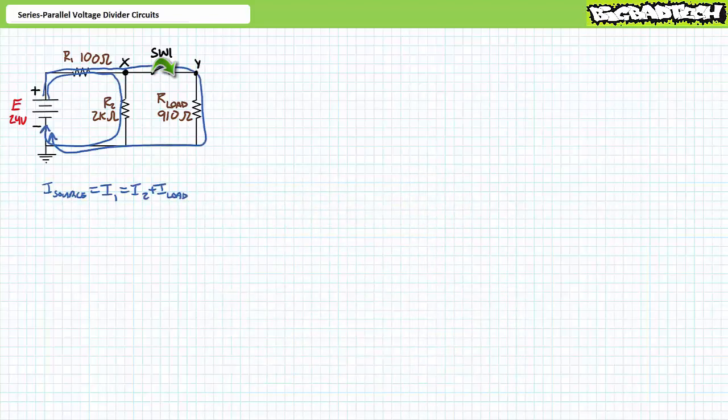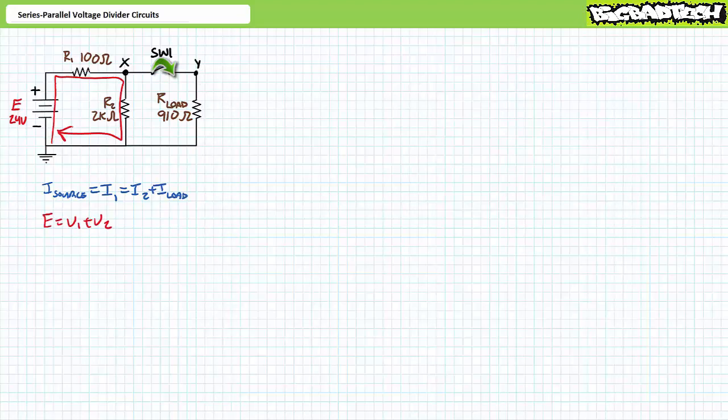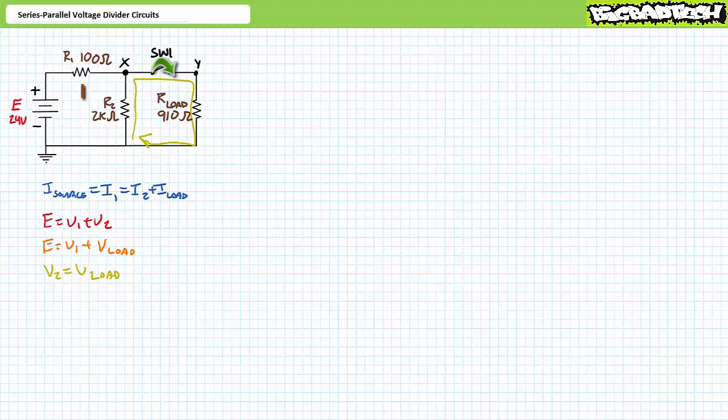While in the closed state, a Kirchhoff's current law analysis of this circuit suggests that source current equals I1, which equals I2 plus I load. A Kirchhoff's voltage law analysis of this loop in red suggests that E equals V1 plus V2. Another Kirchhoff's voltage law analysis of this loop in orange suggests that E equals V1 plus V load. Finally, a Kirchhoff's voltage law analysis of this loop in yellow suggests that V2 equals V load.